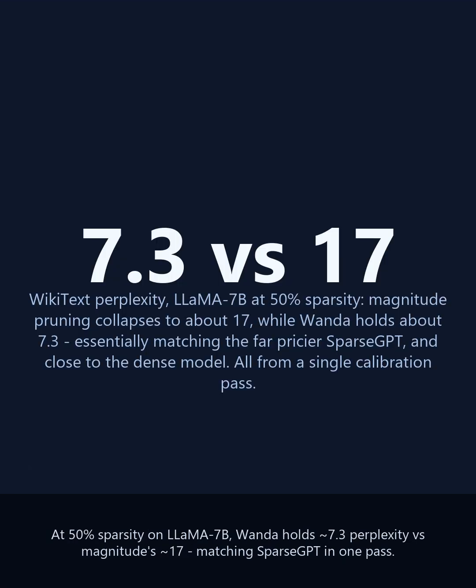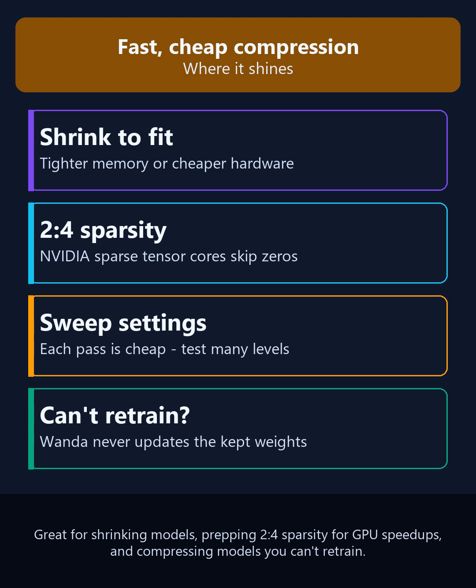Now the headline numbers. On LLaMA 7 billion pruned to 50% sparsity, magnitude pruning collapses to a WikiText perplexity of about 17. Wanda holds a perplexity of roughly 7.3, essentially matching the far more expensive SparseGPT, and close to the dense model. Half the weight's gone, quality largely intact, and it was computed in a single pass over a tiny calibration set.